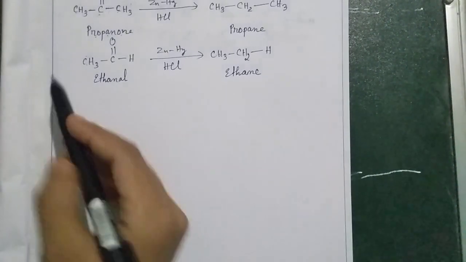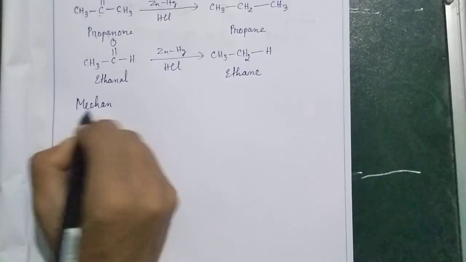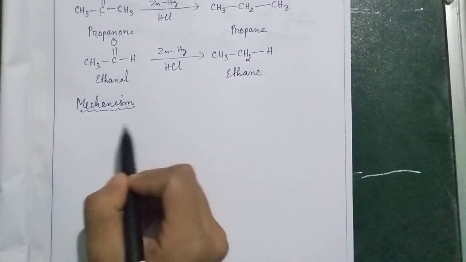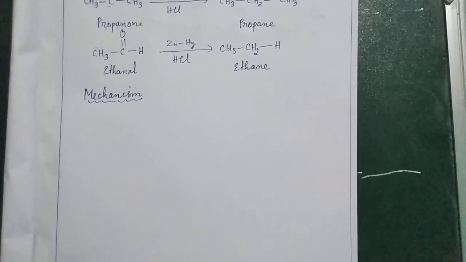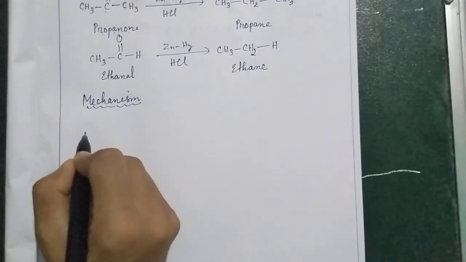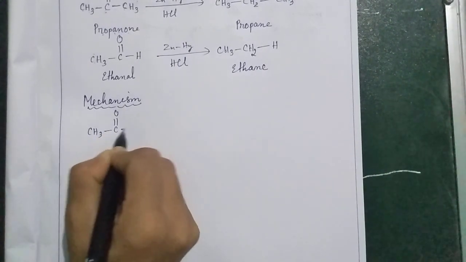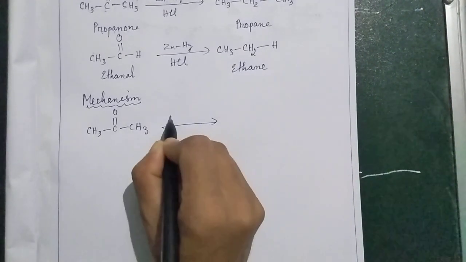Now let us make it clearer by learning the mechanism. We will now write the mechanism. What is a mechanism? Mechanism means showing the path by which the reactants convert into the product. We will start with our starting material. Let us take the ketone, CH3COCH3. Now we will take zinc.